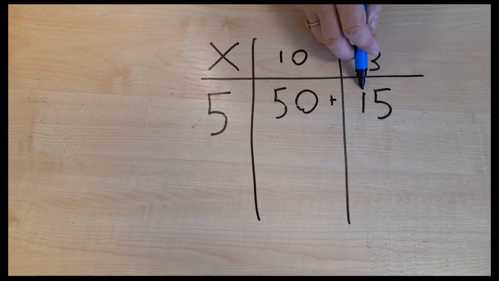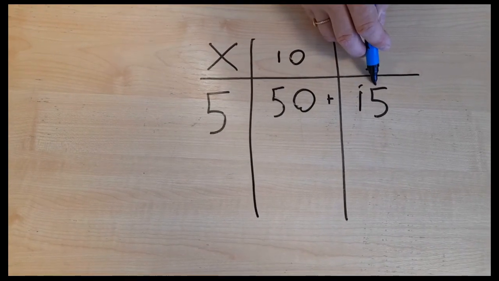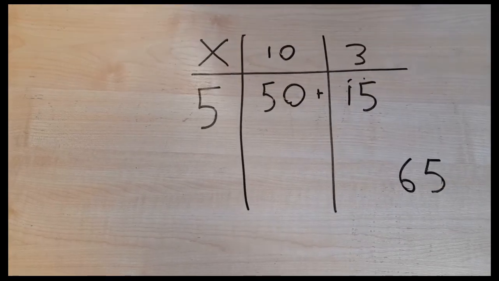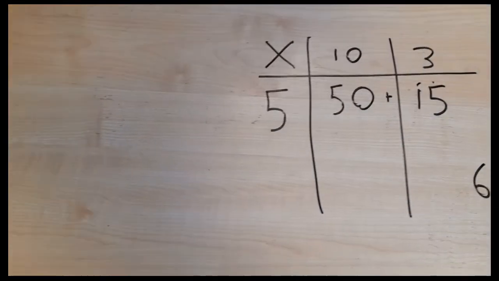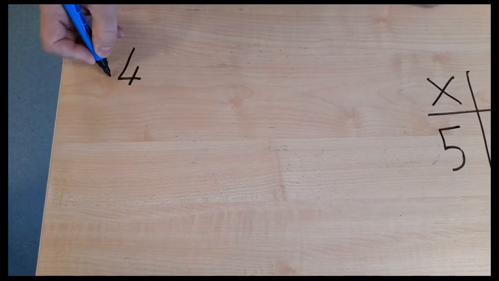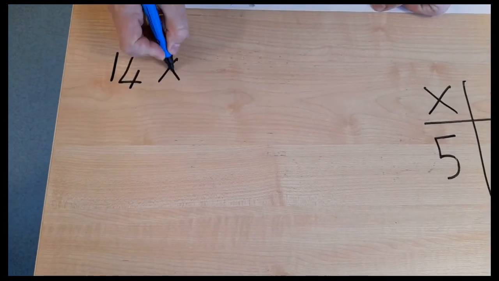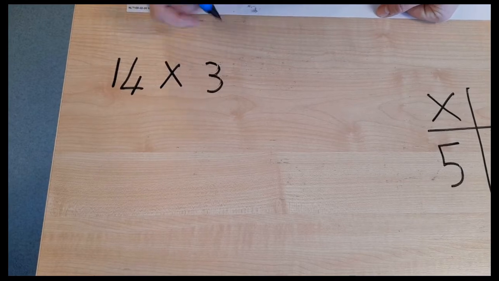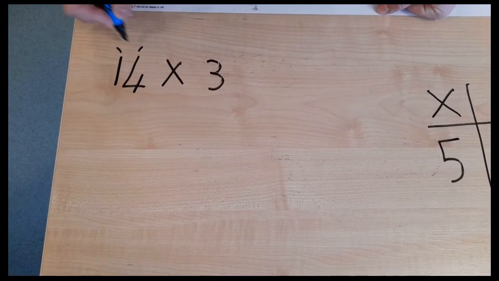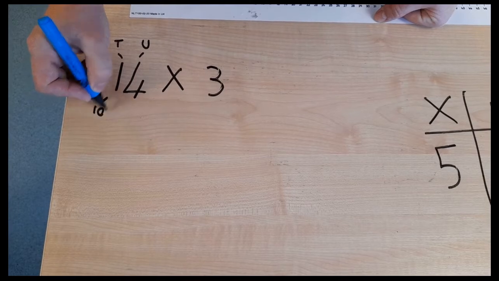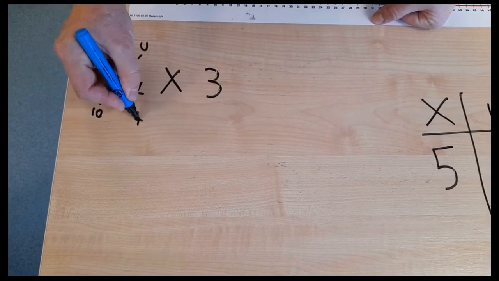50 and 15 is 65. So my answer is 65. Should we try another one over here? Why not do 14 times 3? So again, knowing my place value, that is a 10, this is a 4.